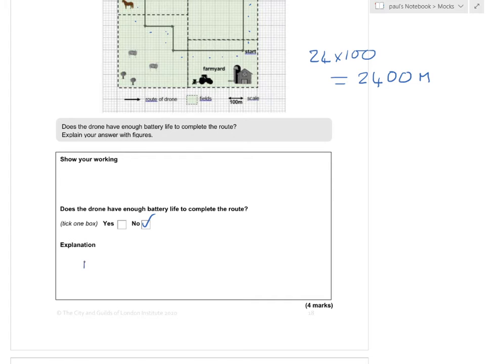So the route is 2400 meters. The battery gives us 2000 meters. Yeah, the route is too far.